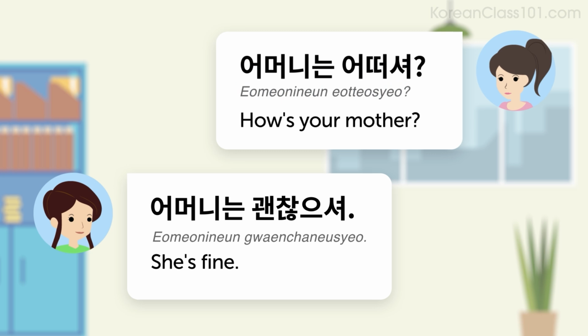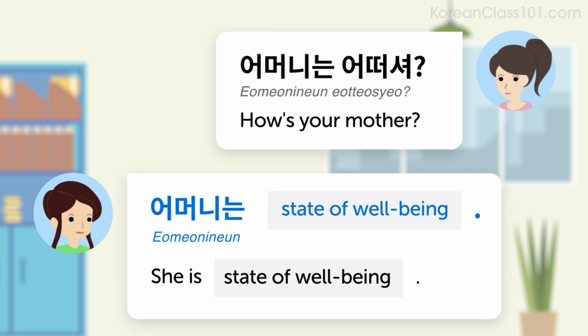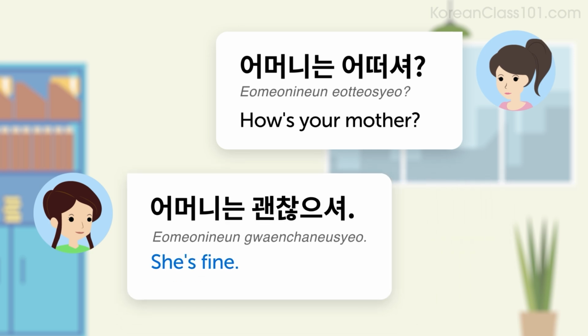Now, how do you answer this question? The pattern is 어머니는 state of well-being. This Korean sentence literally means, my mother is, but it translates as, she is state of well-being in English. For example, she's fine. 어머니는 괜찮으셔.